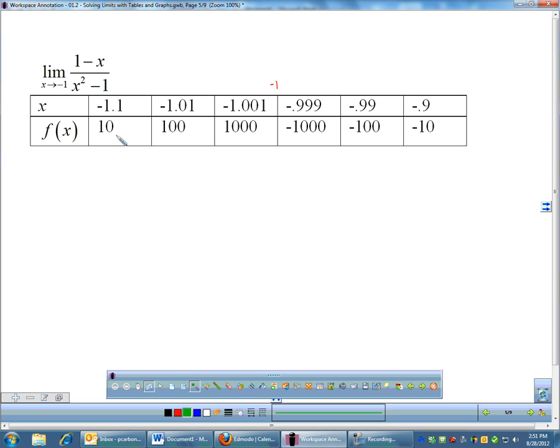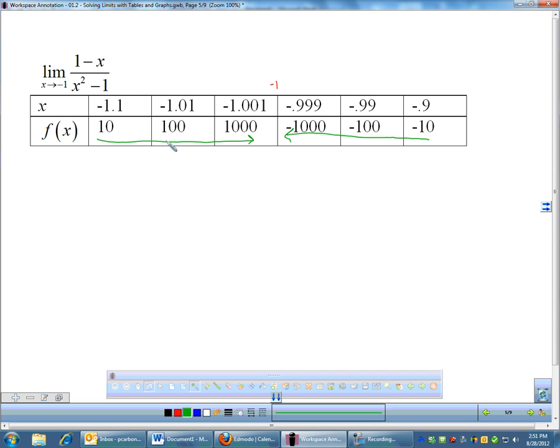As I look at the left side, my values are 10, 100, 1,000. And on the right, my values are -10, -100, -1,000. These are going in complete opposite directions. The numbers on the left side are going up. The numbers on the right side are going down. These are not meeting. They're not going to the same place.